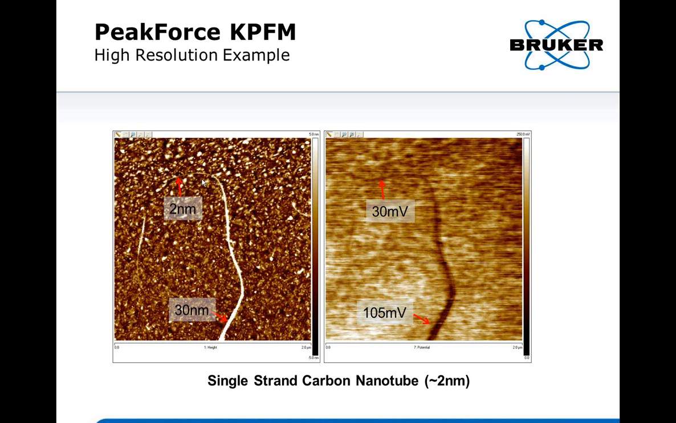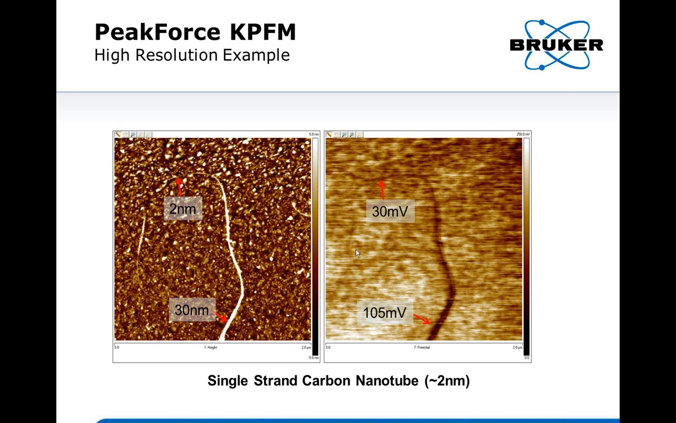So if you look closely on the top, there is a single strand carbon nanotube. The width is less than 2 nanometers, and also there's a bundle on the bottom there. It's about 30 nanometers wide, so it's a carbon nanotube bundle.